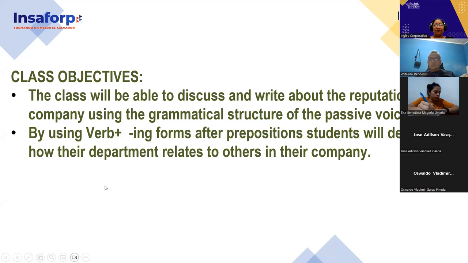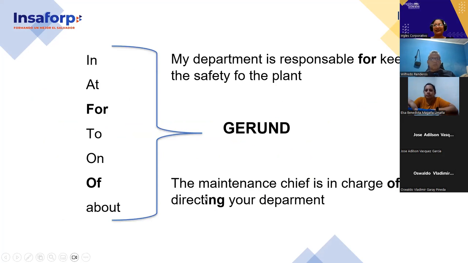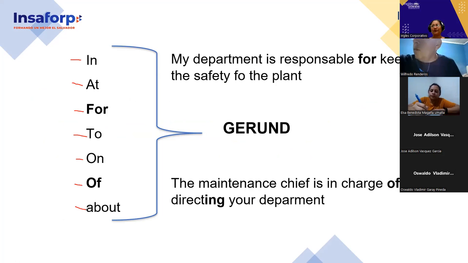And we are going to start with some exercises. Well, not exercises, but I'm going to explain a little bit related to the previous vocabulary that we have already worked with. Do you remember now all those words that were hidden in the game? So we have here all those words. We have in, at, for, to, on, off, and about.